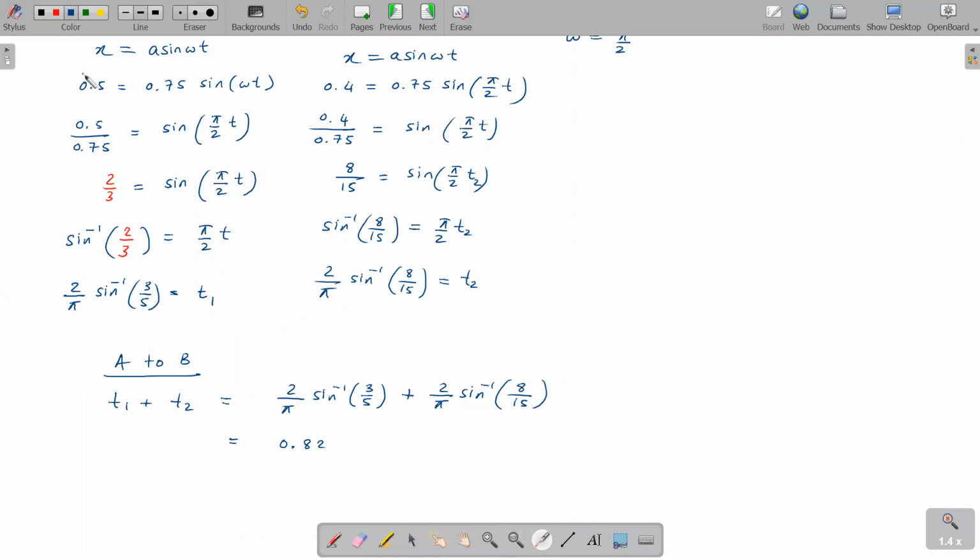Sorry, this is sine inverse 2 over 3, right? I'm just making a careless error here. Guys, can you see? It's sine inverse 2 over 3. So then the figure will be 0.8226807, and it goes on. Correct to 3 significant figures, the answer will be 0.823 seconds.